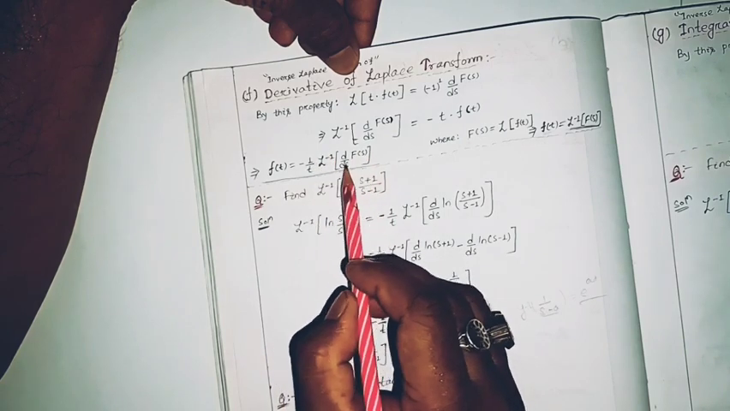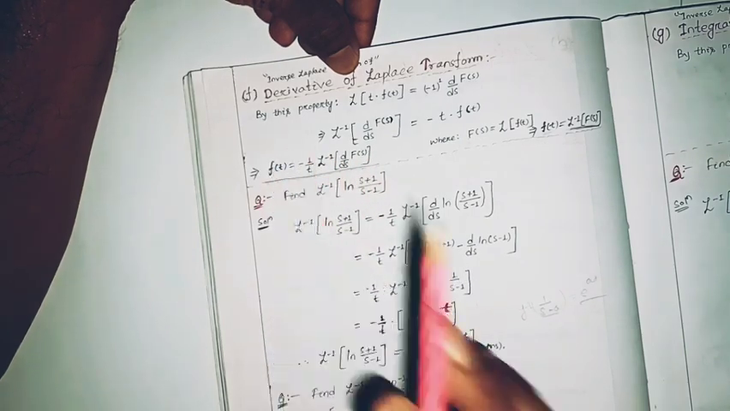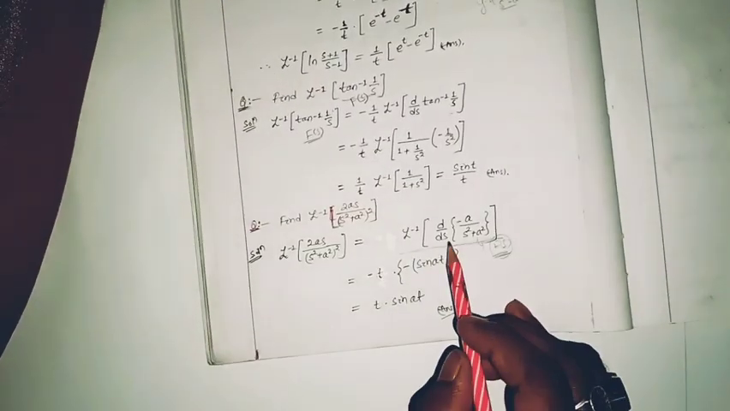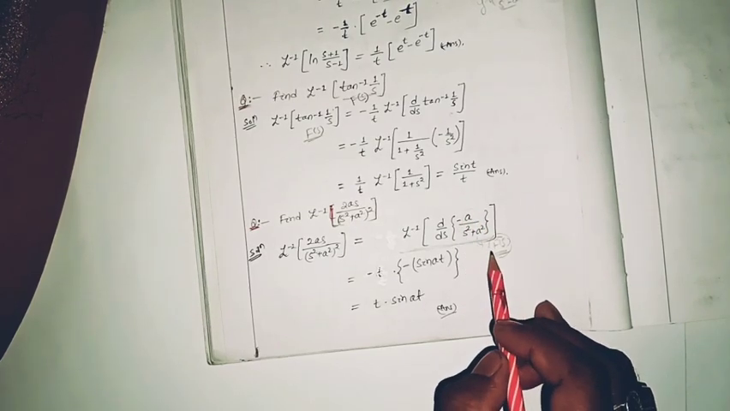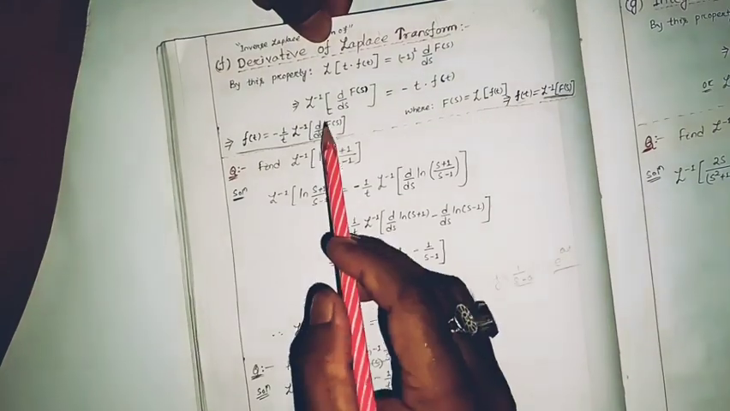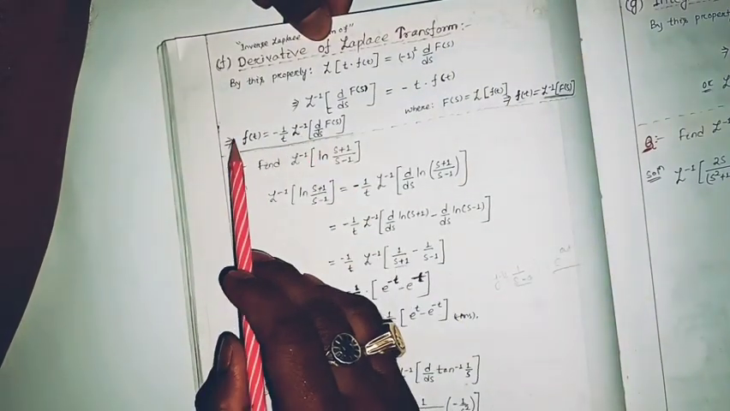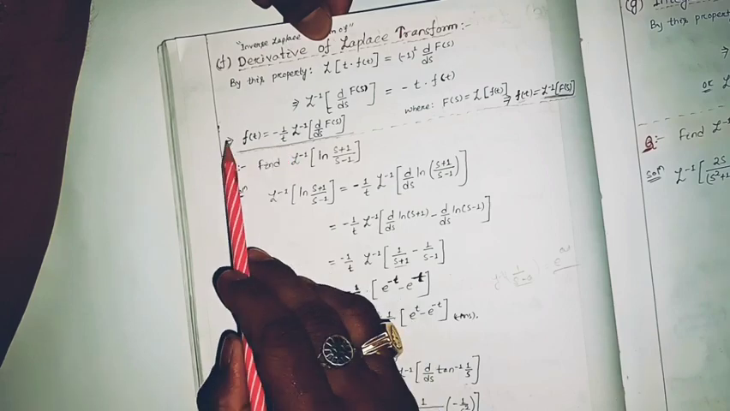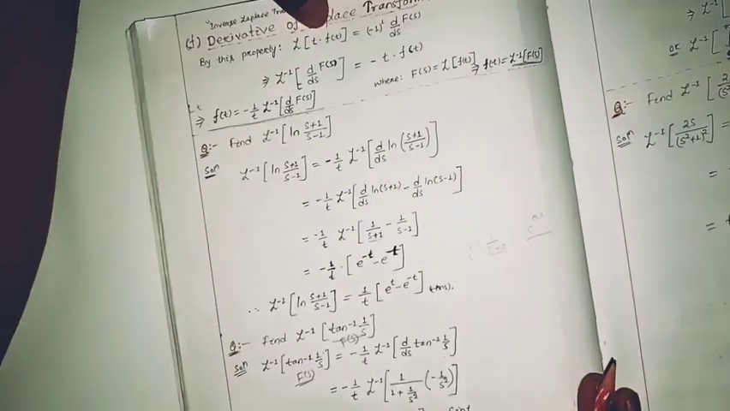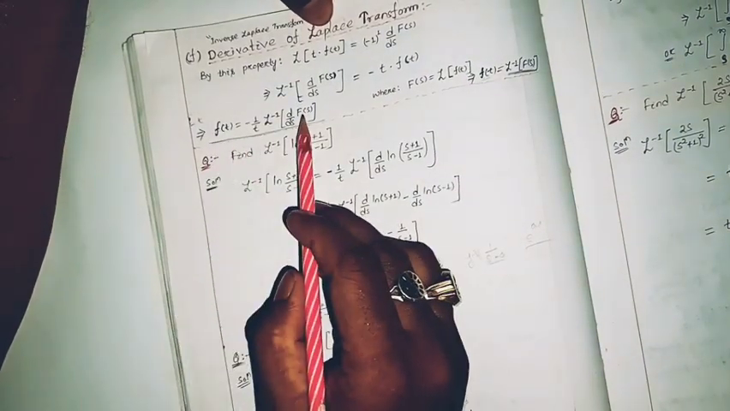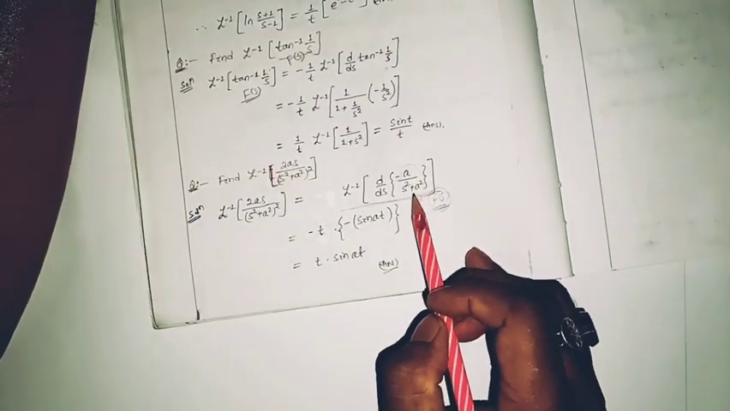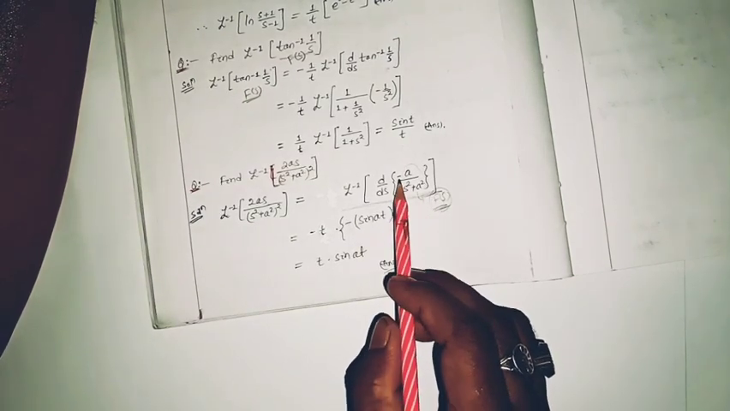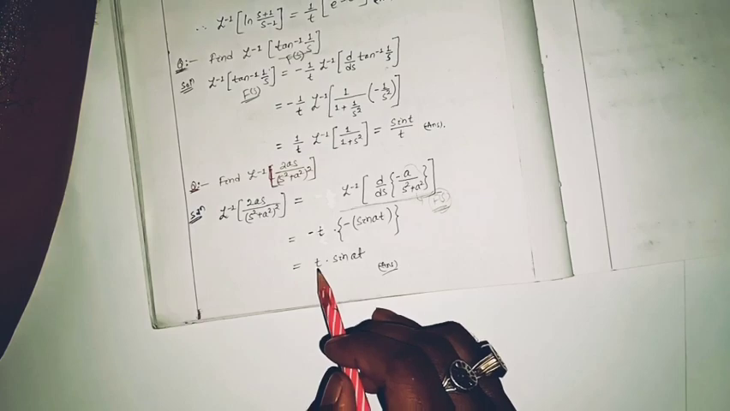So the inverse Laplace transform of d by ds of F(s) is equal to minus t times f(t). Here, d by ds of this one, where I consider a by s square plus a square as capital F of s. The inverse Laplace transform of d by ds of capital F of s is equal to minus t into f of t. So minus t is there, and f of t is nothing but the inverse Laplace transform of capital F of s. Here capital F of s is nothing but a by s square plus a square. Its inverse Laplace transform is nothing but sin at. Minus is there, so minus will be plus t into sin at.